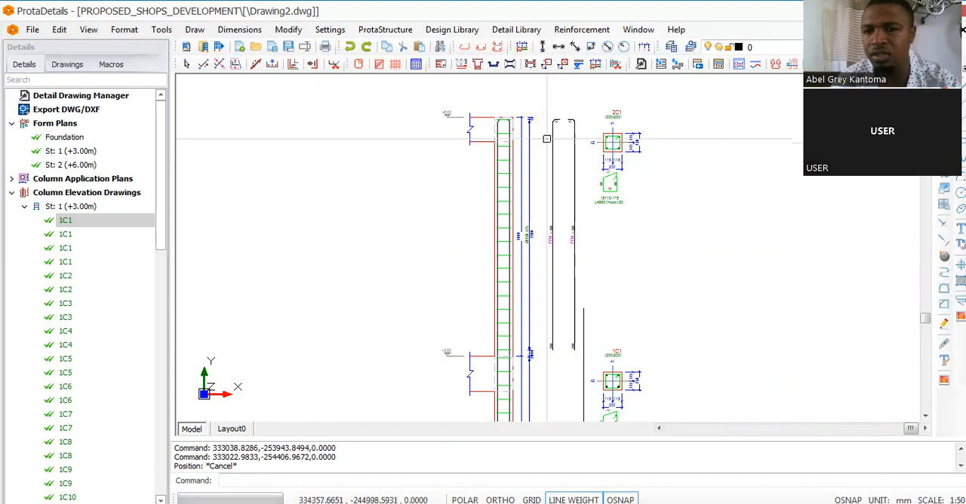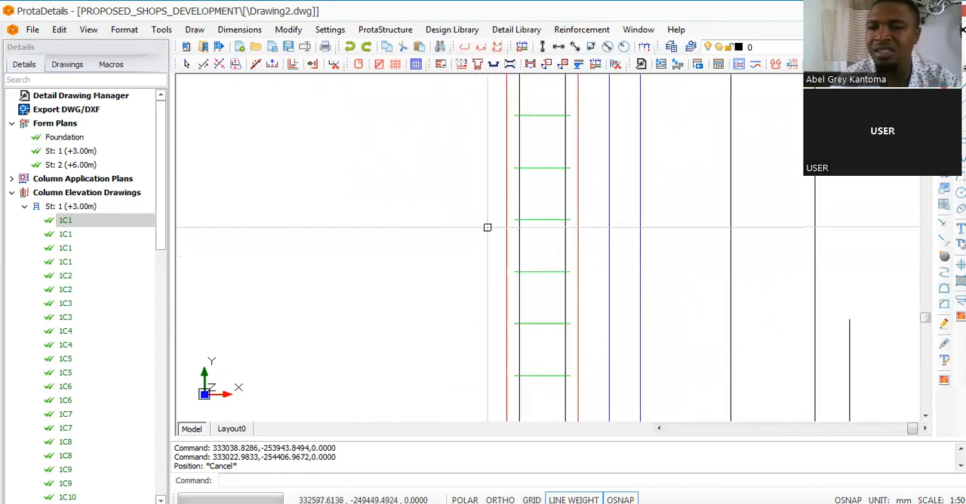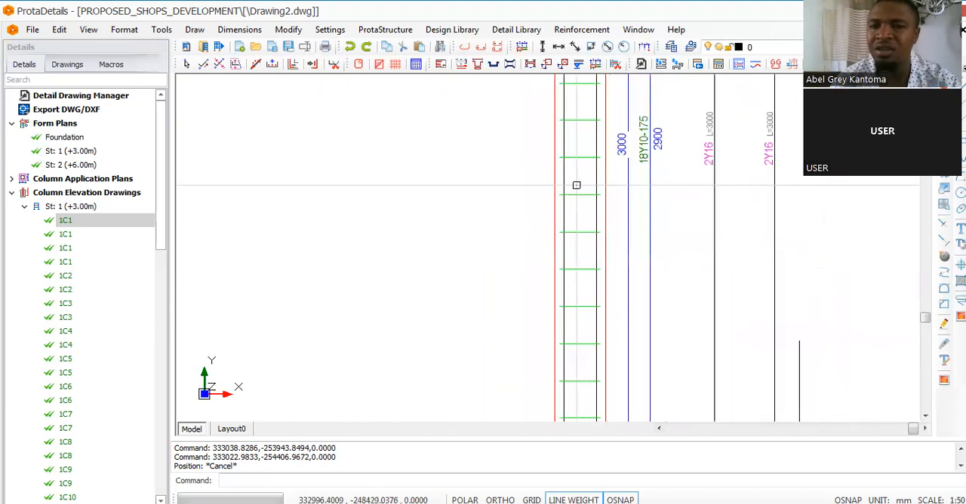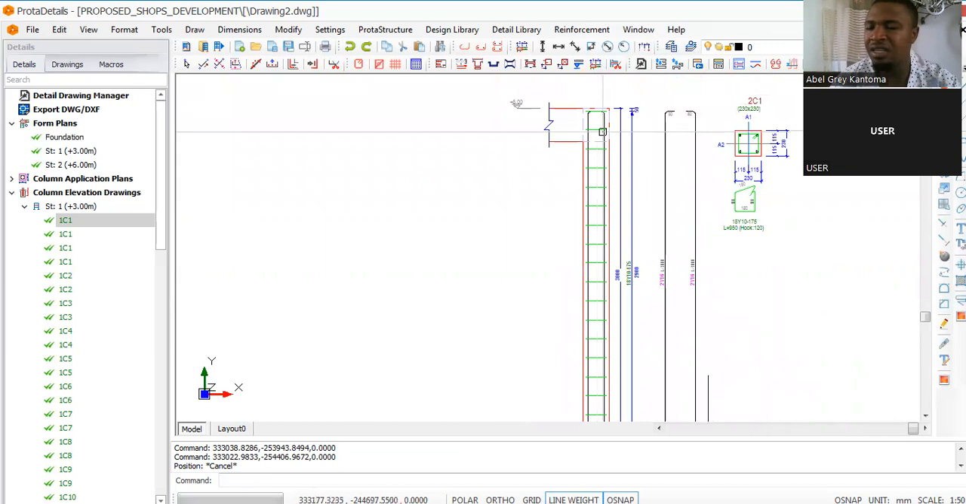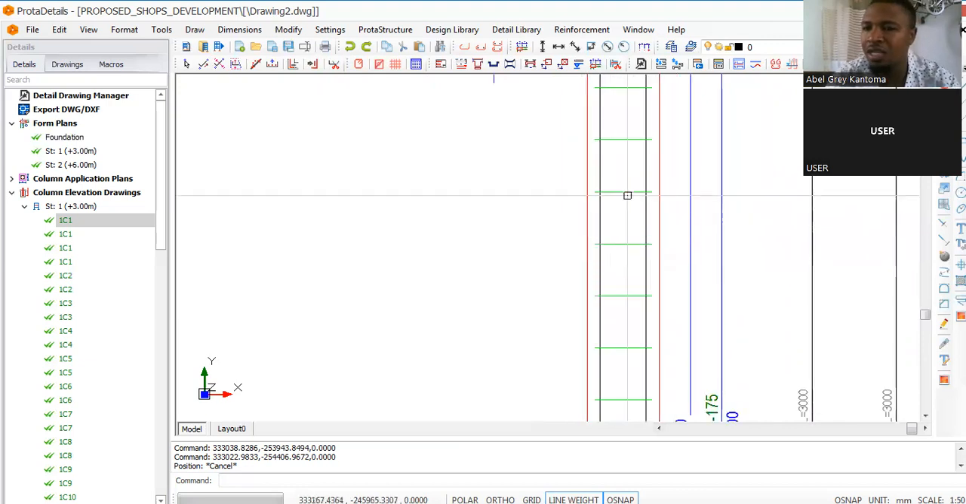There is no single difference. The only thing is that the way Prota Structure will represent its detailing is different from the way you want to do your detailing in AutoCAD. You can see Protadetail is giving you all the links, drawing all the links 1, 1, 1, 1, 1, 1 until it gets to the end here. But when you are doing it with AutoCAD, you can just use one line to represent the entire link instead of showing all the lines.